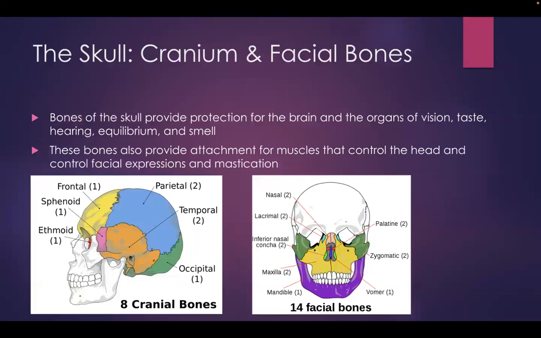So the skull includes cranium and facial bones. Bones of the skull provide protection for the brain and the organs of vision, taste, hearing, equilibrium, and smell. These bones provide attachment for muscles that control the head and control facial expressions and mastication, which is chewing.